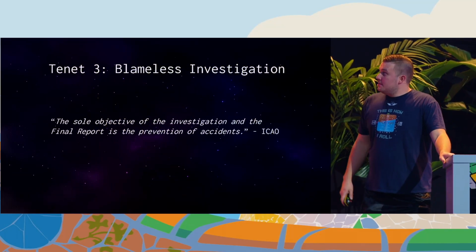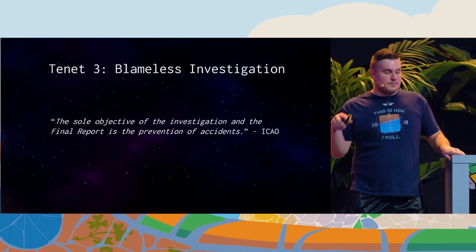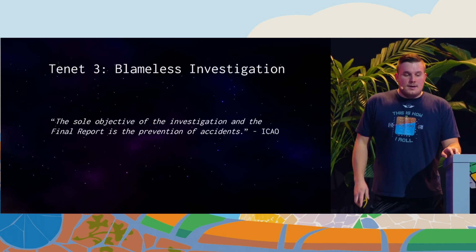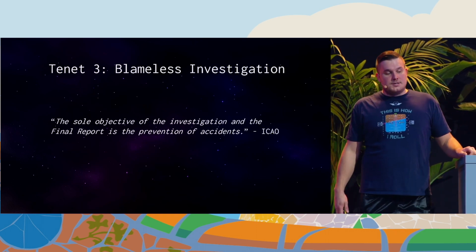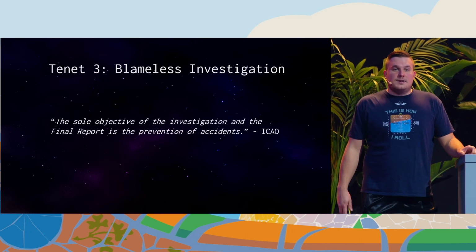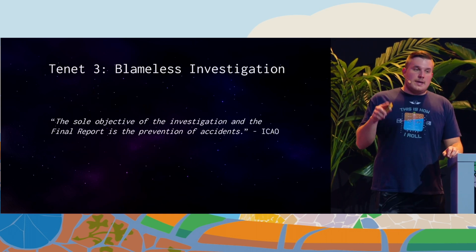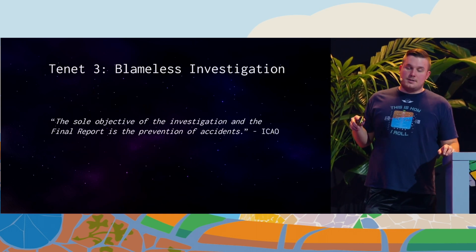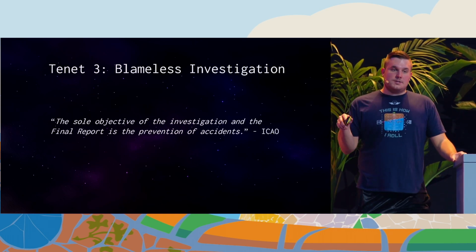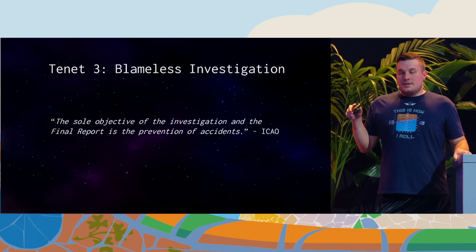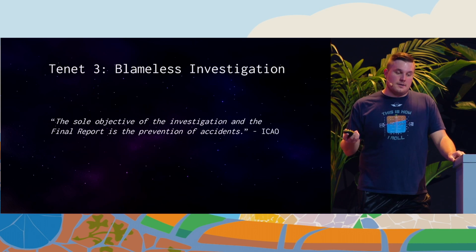The third tenet for safety engineering is blameless investigation. This is really, really important. This is probably the most important one. So every ICAO disaster report says the sole objective of the investigation and the final report is the prevention of accidents. And that's important. They're not trying to blame people. They're not trying to prosecute people. They're trying to find out why the disaster happened and make recommendations so that it doesn't happen again. Because when you start to blame people, people get defensive, and they're not going to be willing to volunteer information.